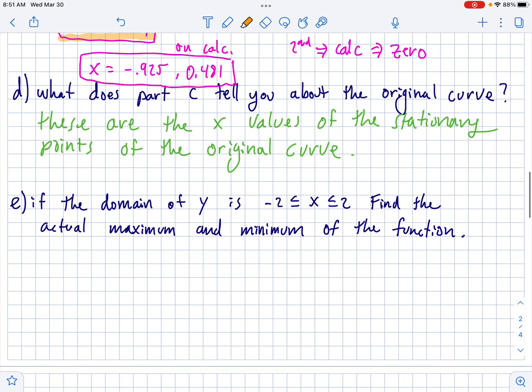If the domain of y is -2 to +2, find the actual maximum and minimum. What you have to do with this part is check these values in the original function.